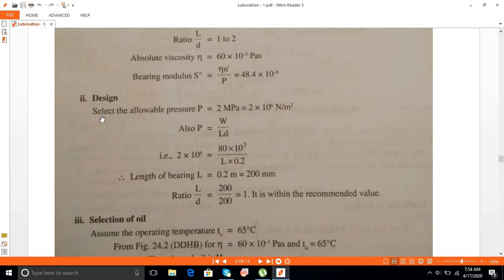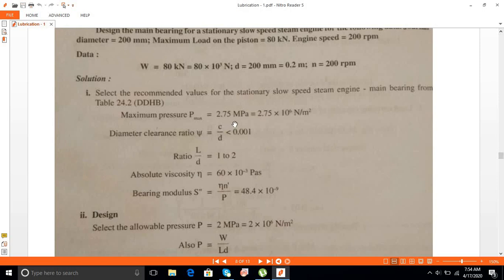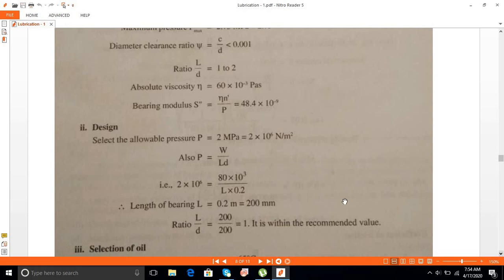Second step is to determine the L/D, that means D and L values. So selecting allowable pressure. So the allowable pressure is 2.75. We need to consider around 60 to 70% of it. Hence they have taken it as 2 megapascal as the rounded value. So they have considered 2 megapascal.